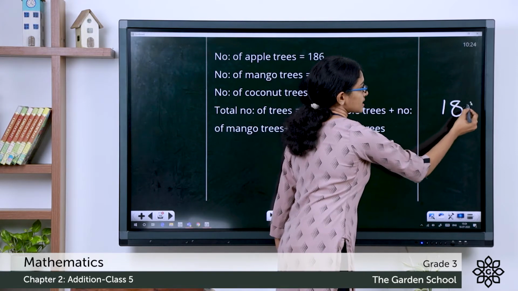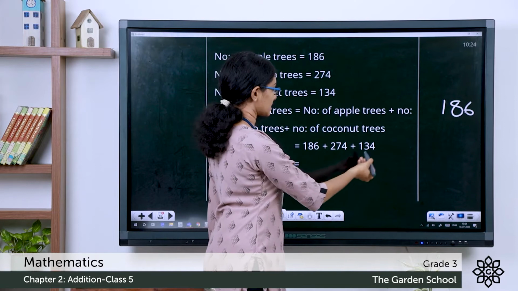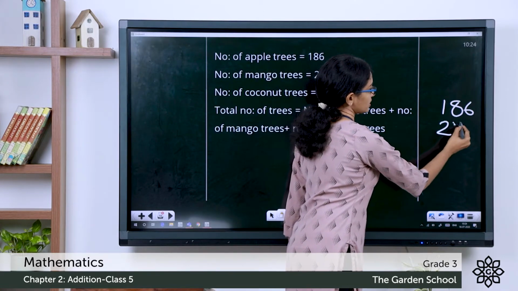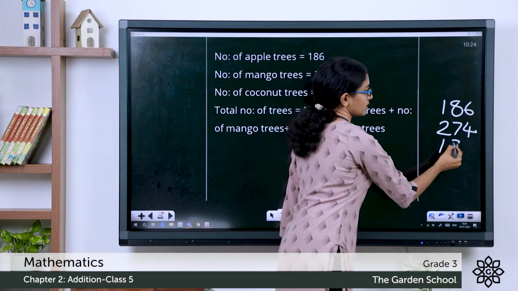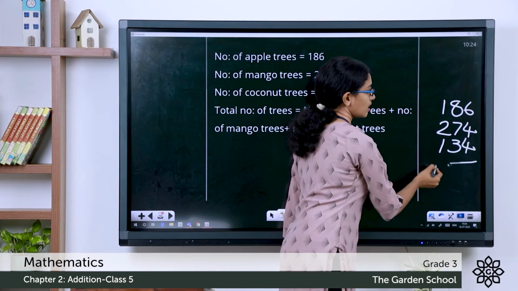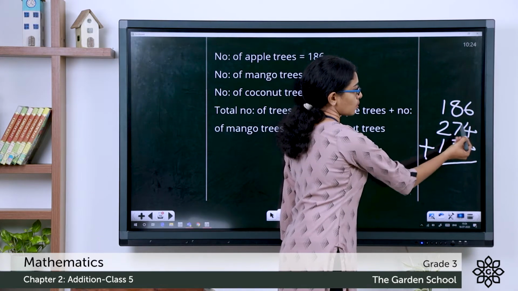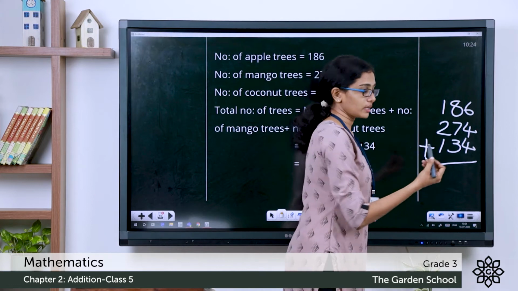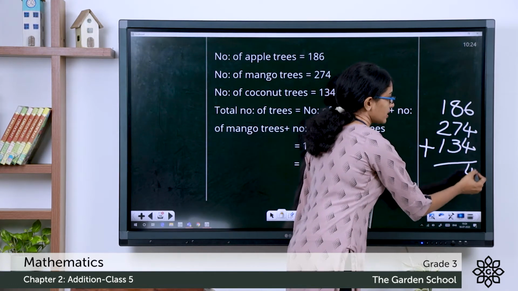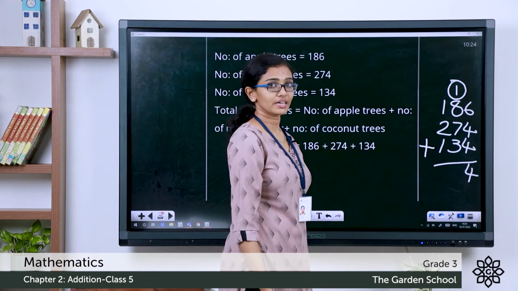How do we write that? Let's write all these numbers vertically, that is column wise. 186 plus 274 plus 134. How do we add all this? Let's start with the ones. 4 ones plus 4 ones, 8 ones plus 6 ones, it is 14 ones. So, 4 comes here, 1 goes as the carryover to the tens place.